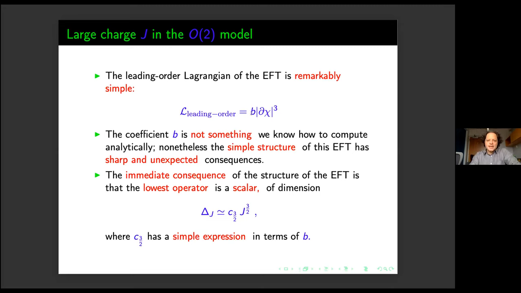Now, the coefficient B is not something we know how to compute analytically. And by the way, notice you can't just absorb it into a normalization of χ, because χ is 2π periodically identified. So B is a real parameter, and we don't know how to compute it analytically. Numerically, it's actually been pinned down to extremely good accuracy at this point. So the immediate consequence of the structure of this EFT is that the lowest operator is a scalar of dimension some coefficient that can be written in terms of B times J to the 3/2.